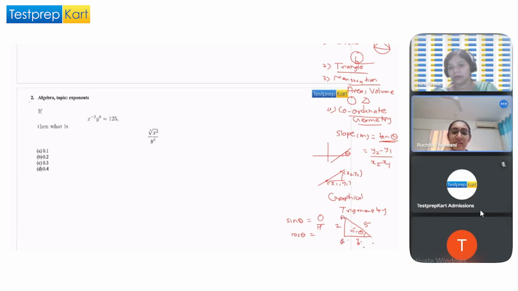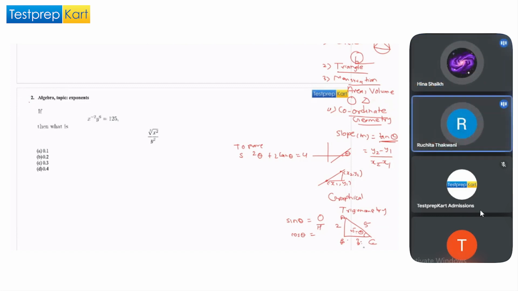You are asking me about the formulas. Suppose they have given a proof like sec square theta plus 2 tan theta is equal to 4. We haven't done that in IB. If you know this much, sine theta is opposite upon hypotenuse, cos theta is adjacent upon hypotenuse, and tan theta is opposite upon adjacent, that is all we will require, not more than that.